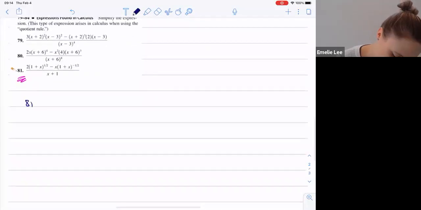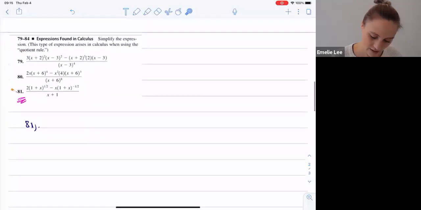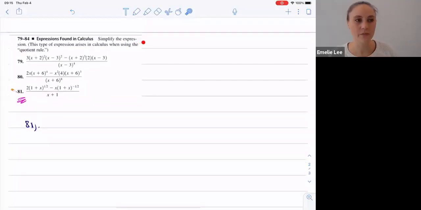Okay, so the question says, simplify the expression. Okay, and then it's got kind of a warning or like a sneak preview, right? So here, if we use the quotient rule, when you go into calculus, Calc 1, we'll use the quotient rule and then we'll have to deal with stuff like this. To be quite honest, mostly they're going to be just kind of nice powers, right? We're not going to have to deal with fractional powers.